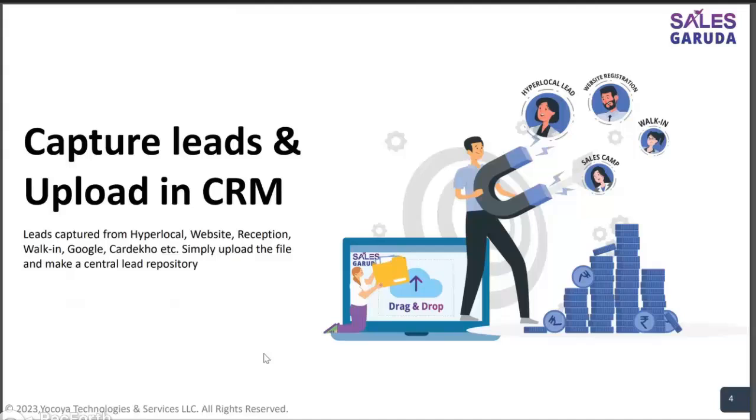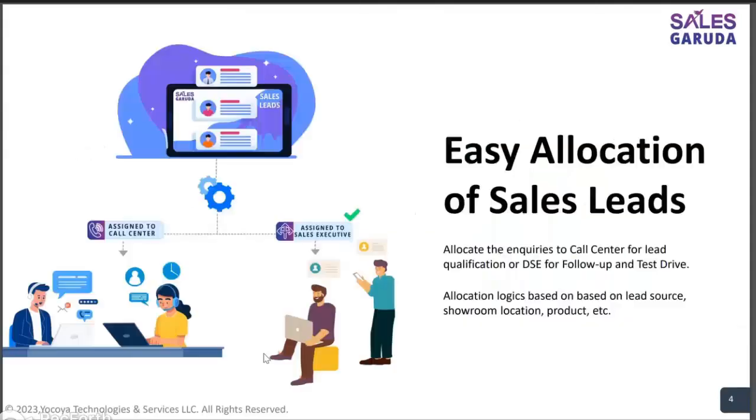Speaking about Sales CRM, let's understand this. We have got a lead from Hyperlocal for Maruti, or from Hyundai digital websites, or from any of the OEMs' digital websites, or directly from walk-in, or from magazines, or from Cardeco, etc. All that you can do in this CRM, Sales Garuda, is take the data and push it into the system. This is the first benefit that you should be expecting: all your leads coming from various channels are in a central repository where you can easily track them. This is something that the dealership should be expecting.